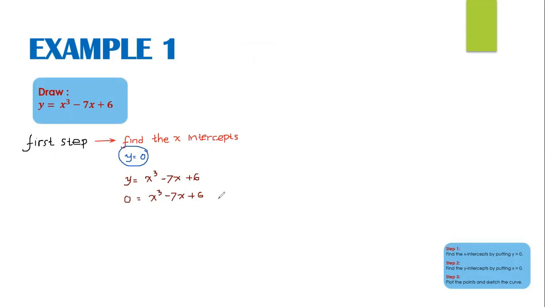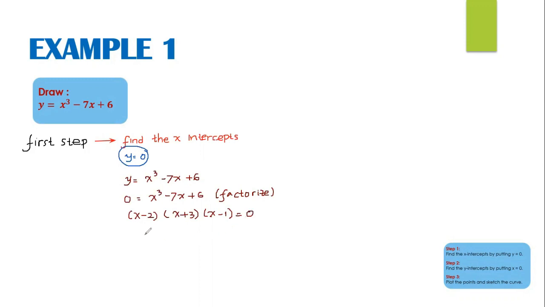How to solve this one? Correct, you have to factorize, right? How to factorize this one? Of course, you can use polynomial factorization. You can use the Horner method. By using the factorization, we can find that x cubed minus 7x plus 6 equals (x minus 2)(x plus 3)(x minus 1) equals 0, right?